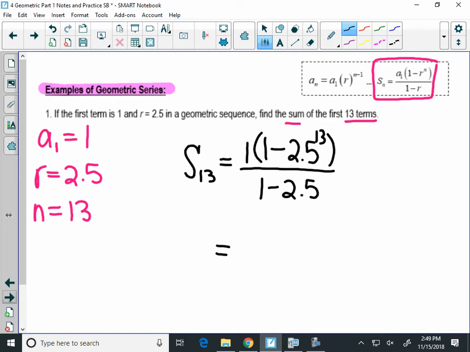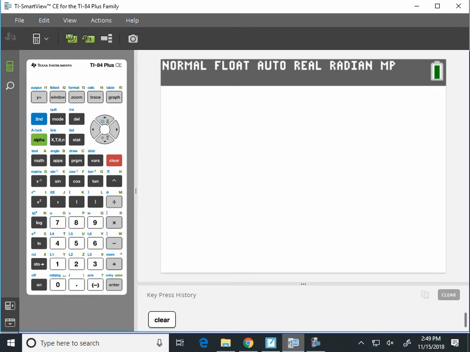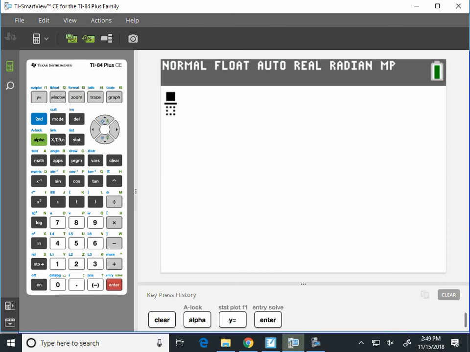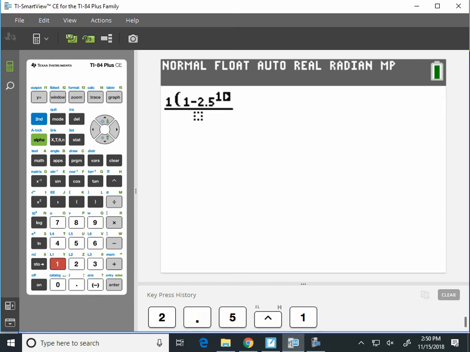Now it looks kind of ugly, but when you type that into your calculator, the calculator will do all of the work for you. So we're going to take our calculator, and if you have the capability, which most of you do, I would set this up so you can type in a fraction just like this. You want to type in exactly what you have written on your paper. 1 parentheses, 1 minus 2.5 to the 13th. You want to make sure that the 13 is on the 2.5 and that you close the parenthesis outside. The denominator is just 1 minus 2.5.